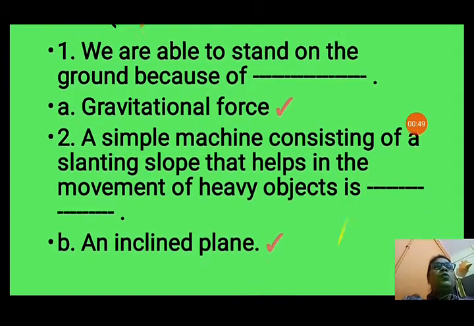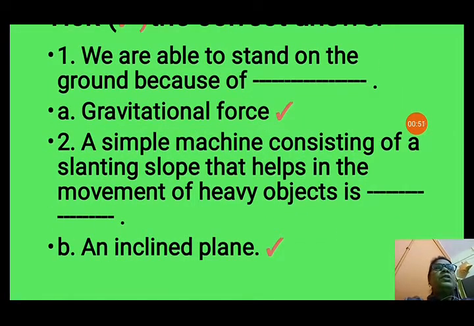Now question number 2, a simple machine consisting of a slanting slope that helps in the movement of heavy objects is. So a slanting slope is an inclined plane. So option B, an inclined plane, is the correct answer. It is a simple machine because it can help us to lift heavy objects easily.